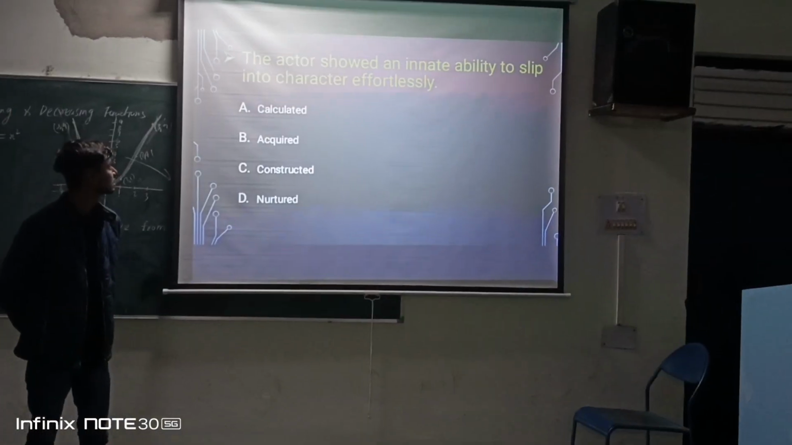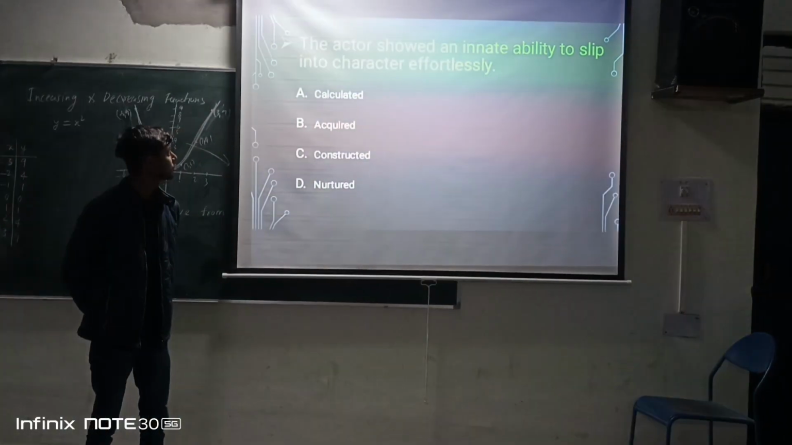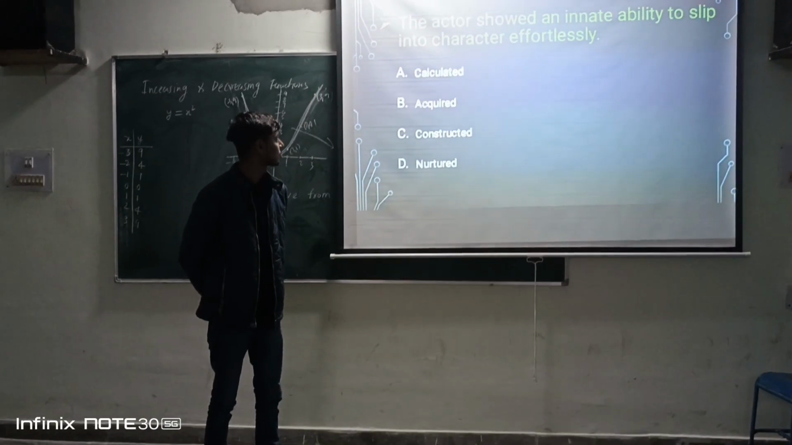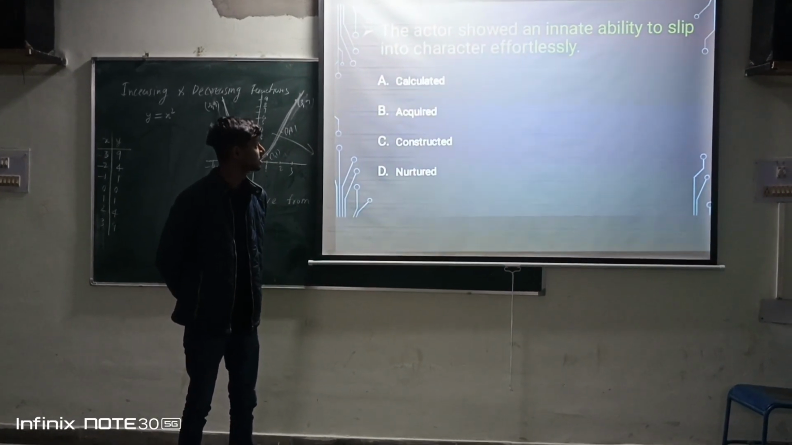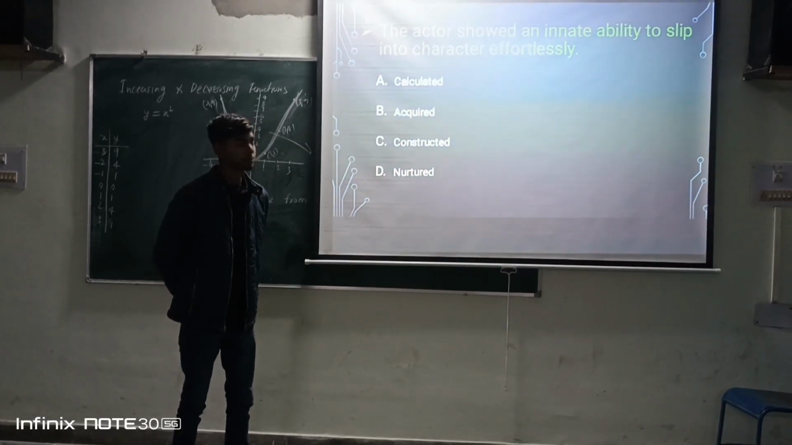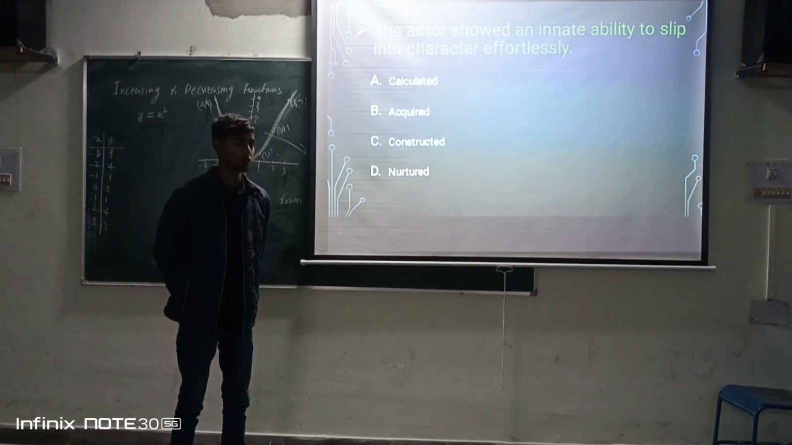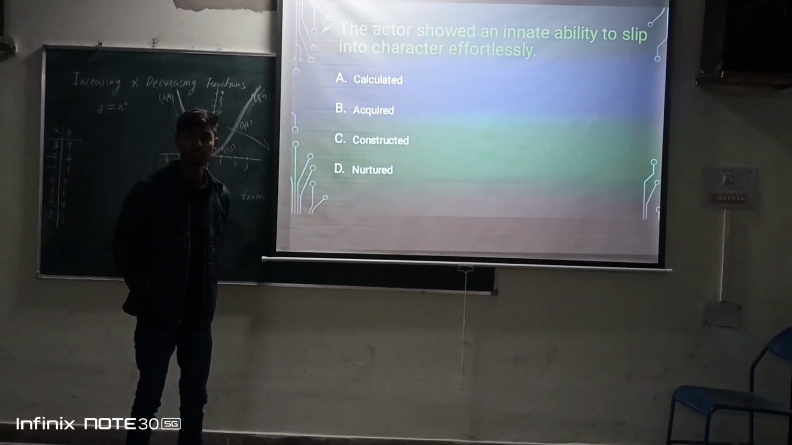First question is the actor showed an inability to live into character effortlessly. The options are calculated, acquired, conservated, nurtured. Innate means the ability which you are born with. So would anyone like to tell what the answer will be? Acquired.